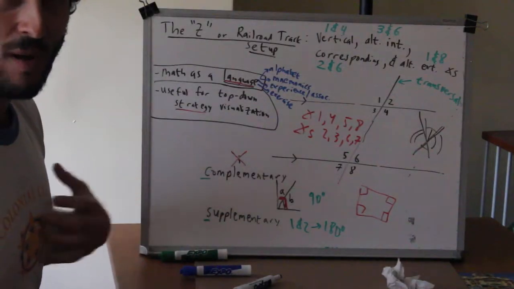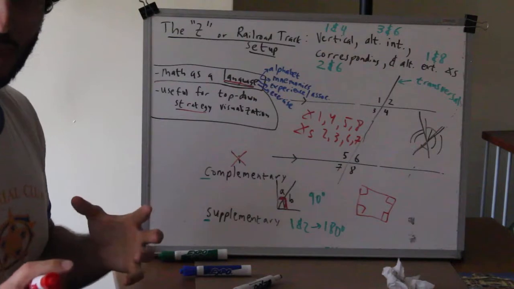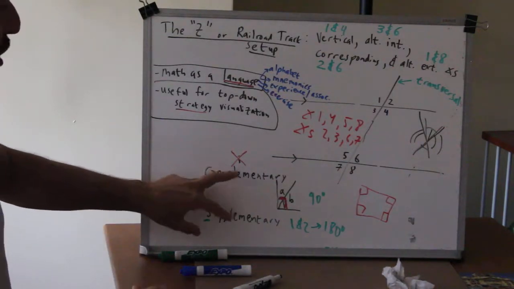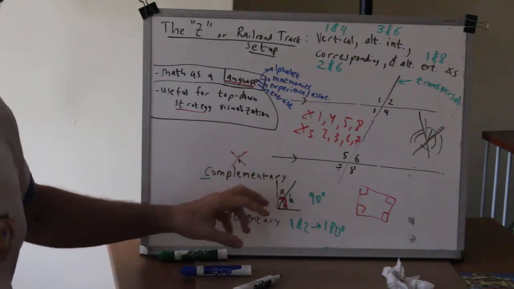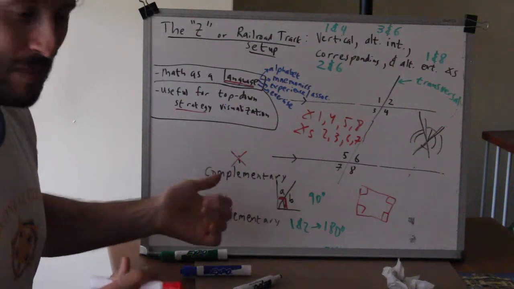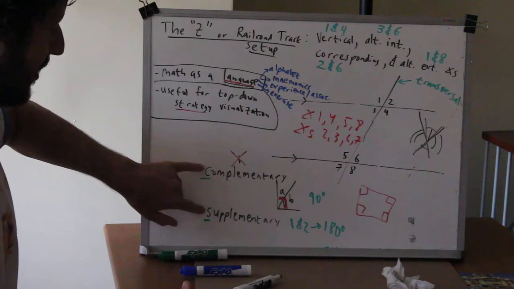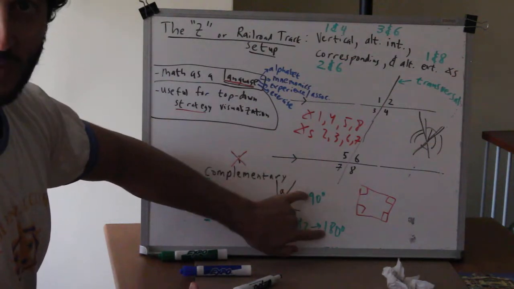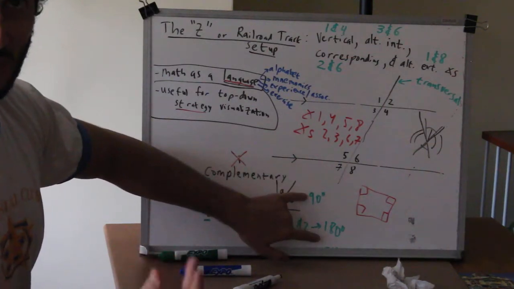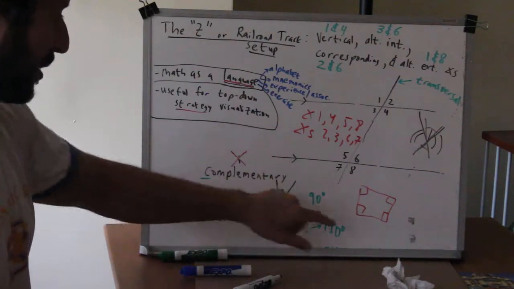Now, I know I had trouble with this, and maybe many of you have trouble remembering. You know these terms, but you maybe forget which one is which. So the little mnemonic I have for remembering this is that in the English alphabet, C comes before S, and 90 is smaller than 180. So the smaller alphabet letter has the smaller value. The C has the 90, the S has the 180.